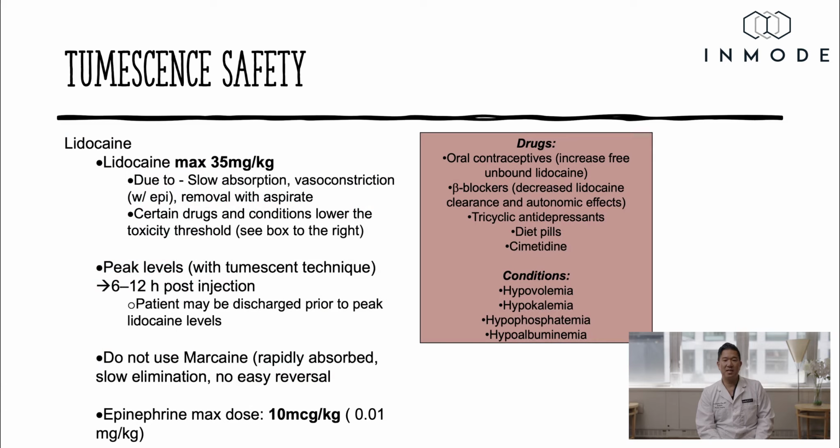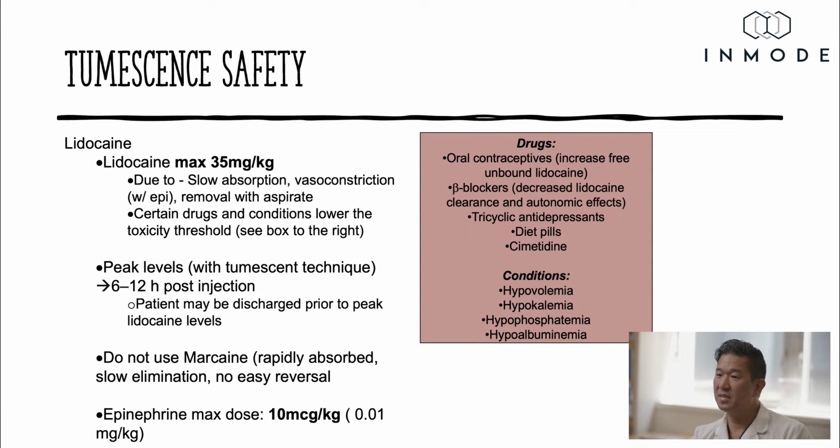Regarding safety, there are different maximum loads of lidocaine that have been provided in the literature. Commonly, 35 milligrams per kilogram body weight has been used, but there is other literature that has demonstrated up to 50 milligrams per kilogram safety. For the purposes of this talk, we will be restricted to the 35 mg per kg protocol. It is also known that the peak plasma concentration using the tumescent technique is 6 to 12 hours post-injection. And the analgesia may also be quite drawn out, which is to the clinical advantage of the patient and practitioner.